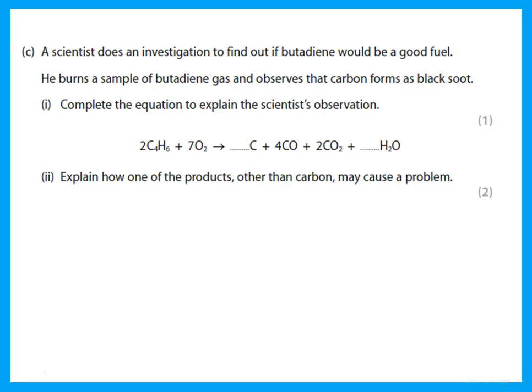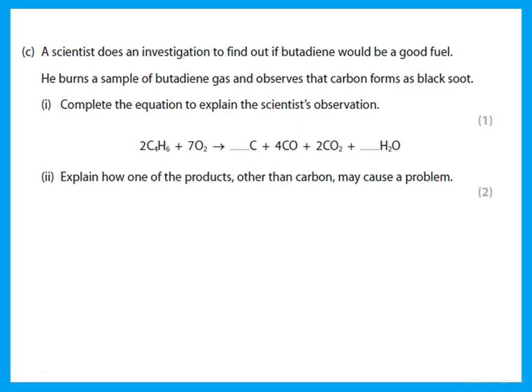Then he says a scientist does an investigation to find out if butadiene would be a good fuel. He burns a sample of butadiene gas and observes that carbon forms as black soot. Remember, the fact that carbon is formed, this means that it was incomplete combustion. And I want to remind you that incomplete combustion can give carbon monoxide and water, and it can give just carbon, which comes out as black soot.